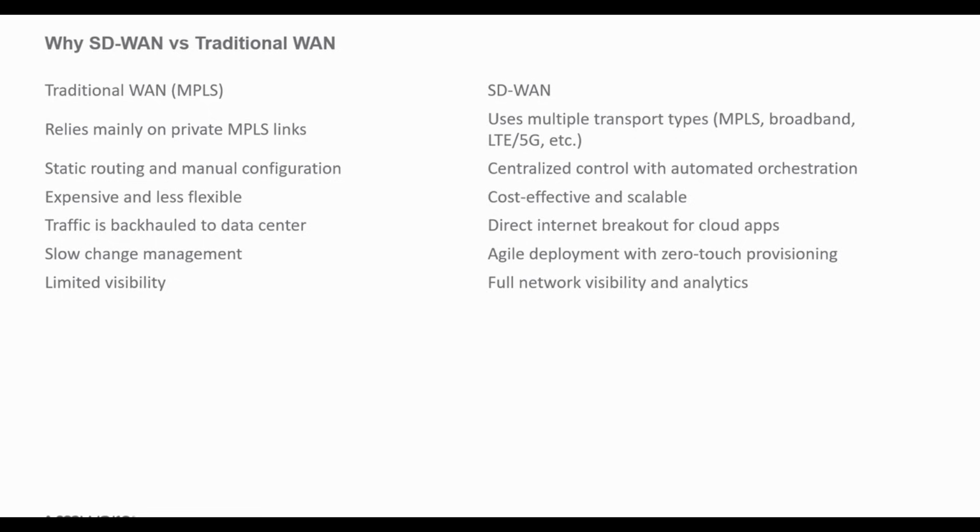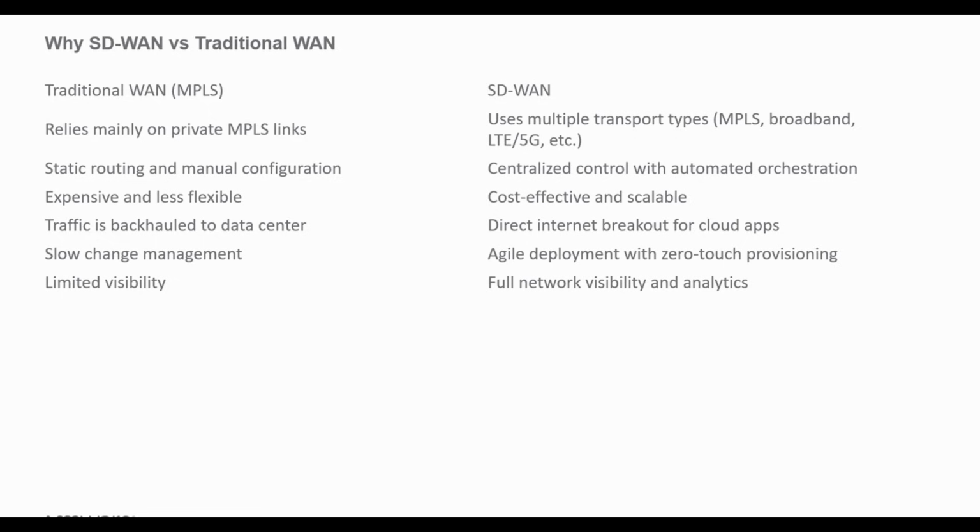So here you can see why SD-WAN versus traditional WAN. Traditional WAN is basically MPLS. We have a private MPLS line, but SD-WAN is transport independent. You can use MPLS, broadband, LTE, your SIM, anything. In normal traditional WAN, you have to do static, manual configuration. But here you have centralized control, or you can even do some automation on that, so it will be errorless.